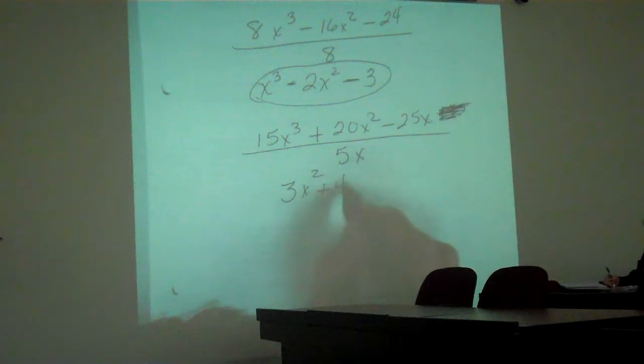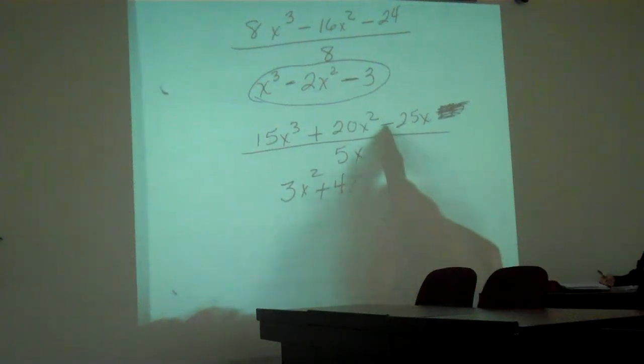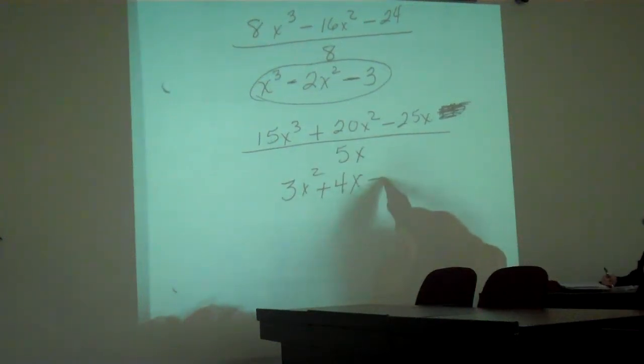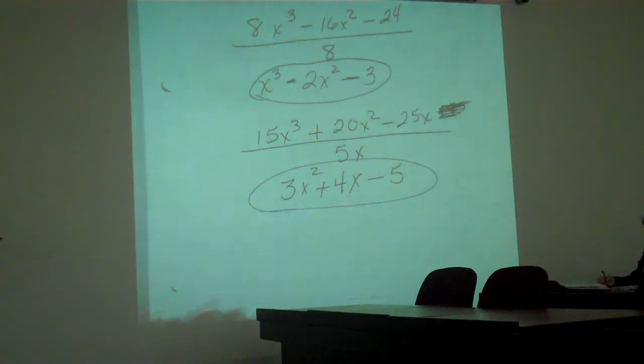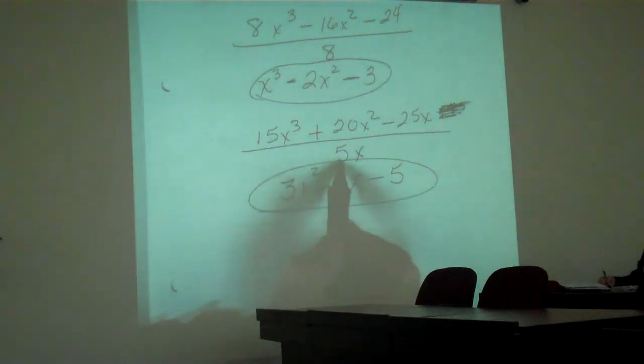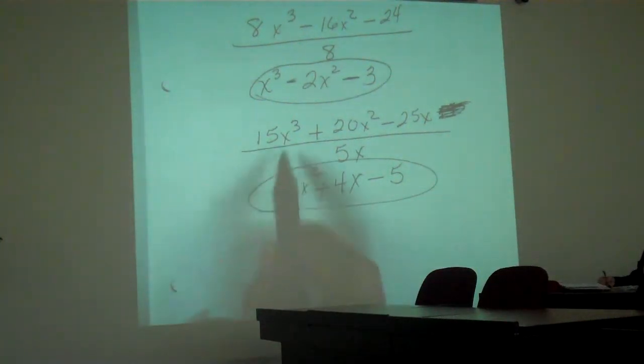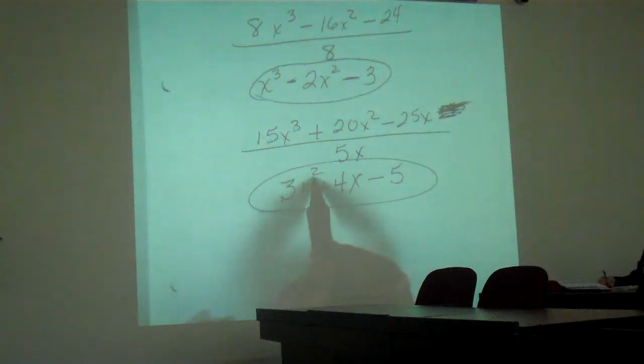Plus 4x minus 5. See, this part's 5, the x is canceled. How come that 3x squared? 15 divided by 5 is 3. And then 3 minus 1 is 2. Oh, I see.